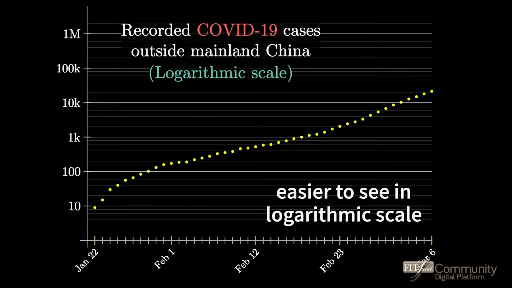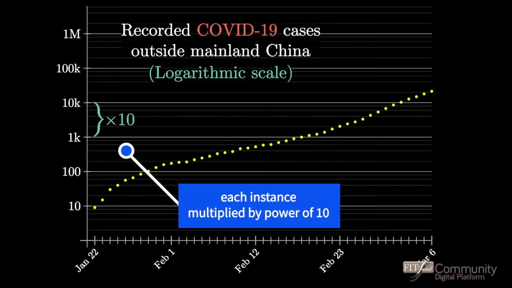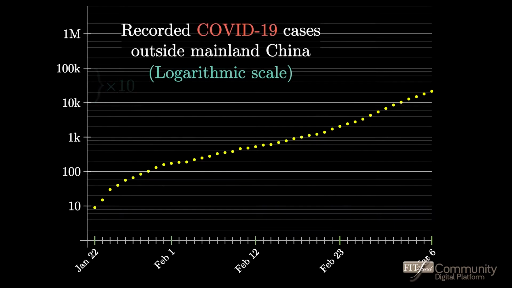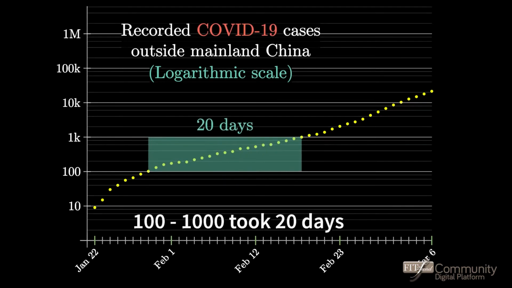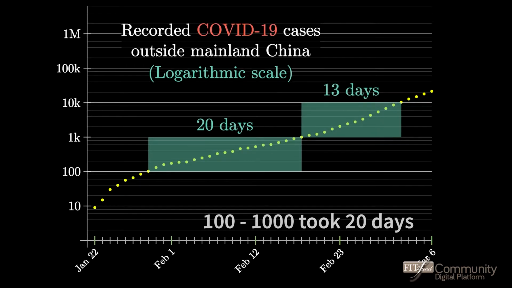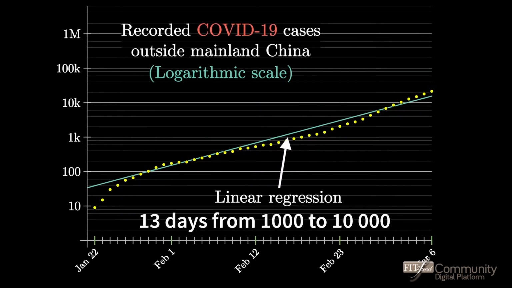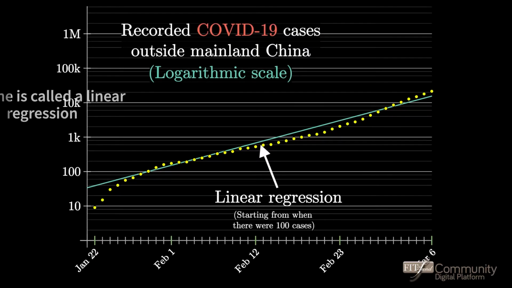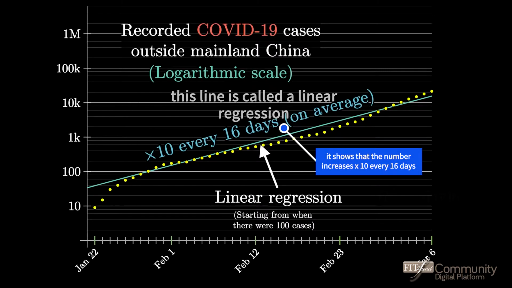It's far easier to see exponentiality in a logarithmic scale, where every step you see is to the power of 10. So it's 1,000, 10,000, 100,000. So when you plot the pandemic, you will see the interaction with time. We took 20 days to reach 1,000, 13 days to reach 10,000. And that's called a linear regression.